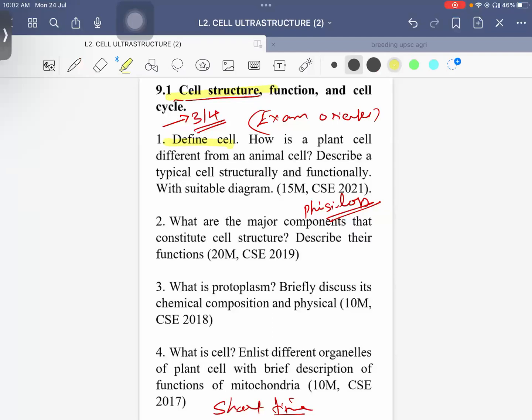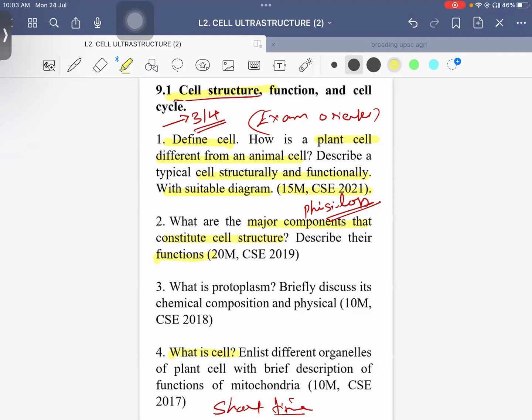The question in 2021 is: define cell. How is plant cell different from animal cell? Describe a typical cell structurally and functionally with suitable diagram. Again, you see here, the major components that constitute cell structure and describe their function. It is a similar question in a different form, but the answer is the same.